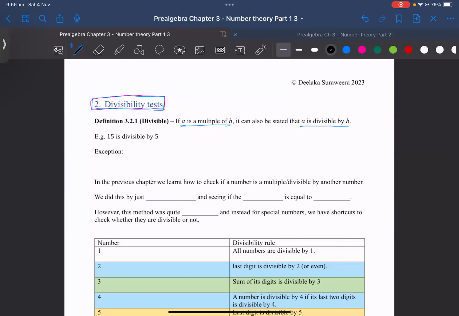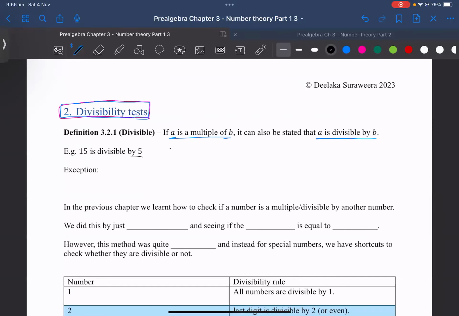For example, 15 is a multiple of 5. That means 15 is divisible by 5. Does that make sense?